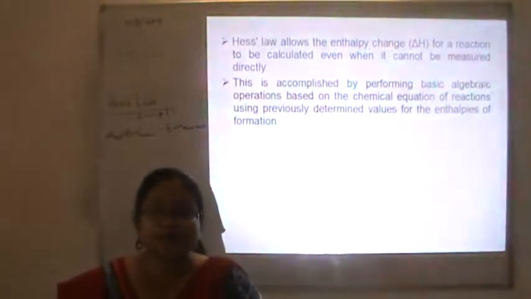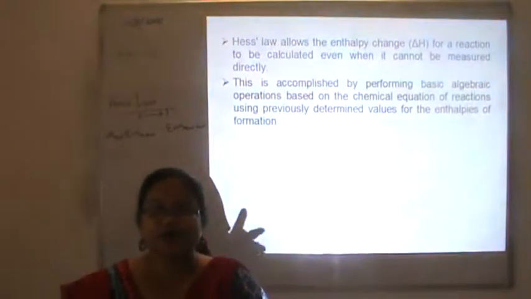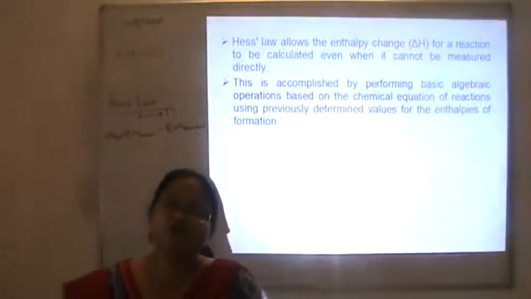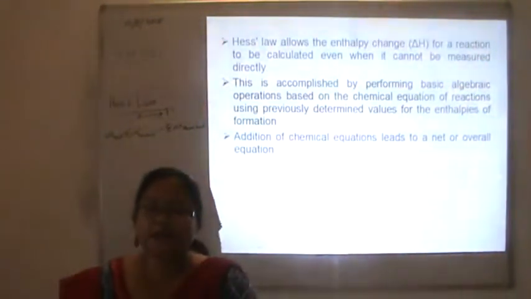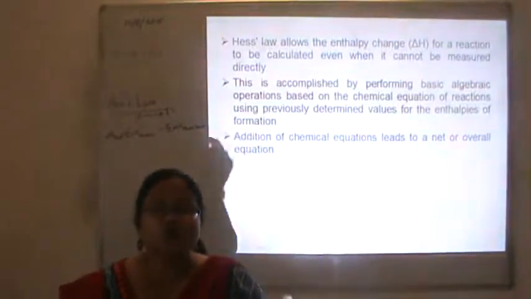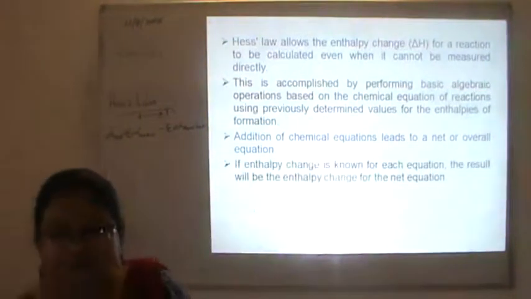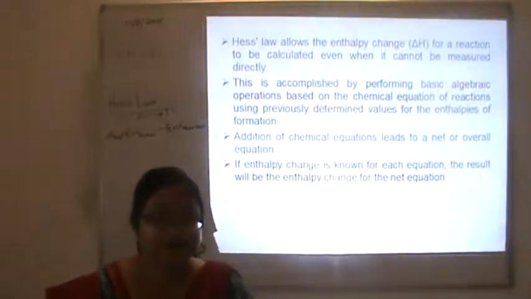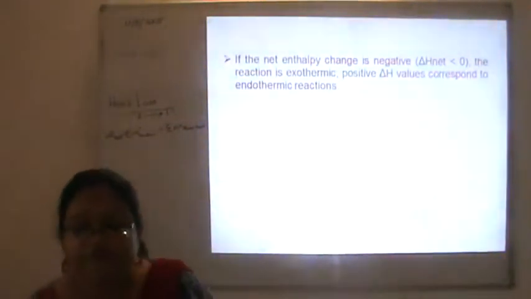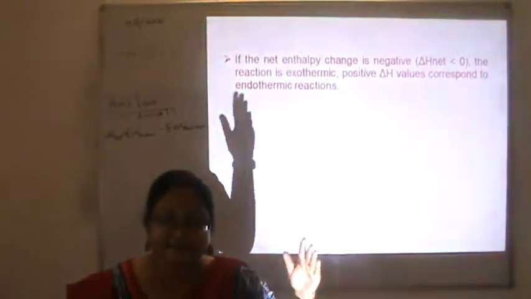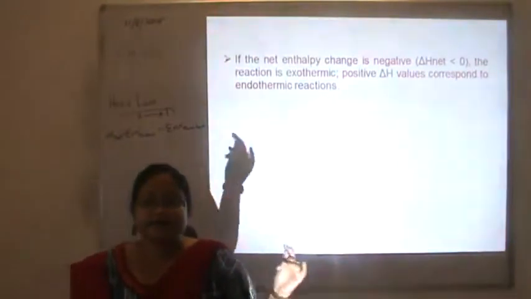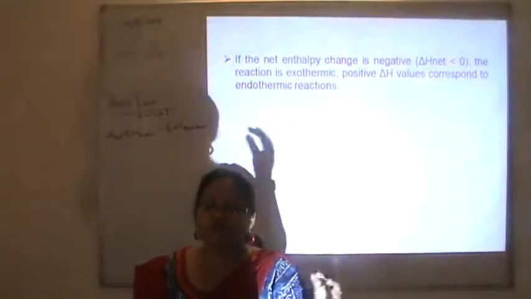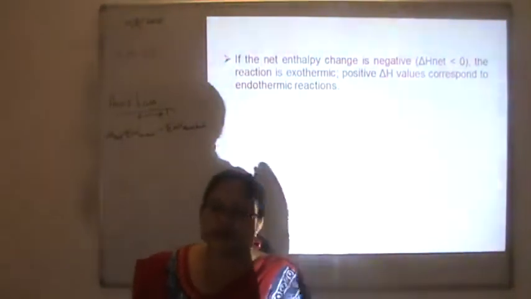This is accomplished by performing basic algebraic operations based on the chemical equations of the reactions, using previously determined values for the enthalpies of formation. Addition of chemical equations leads to a net overall equation. If the enthalpy change is known for each reaction, the result is the enthalpy change for the net equation. If the net enthalpy change delta H net is less than zero, the reaction is exothermic, that means heat is produced. If delta H is positive, the reaction is endothermic, heat is absorbed.